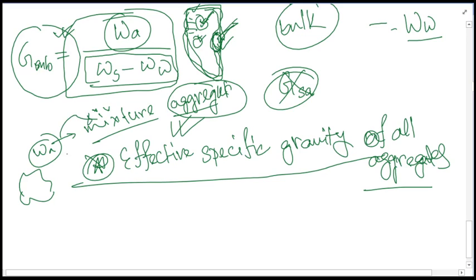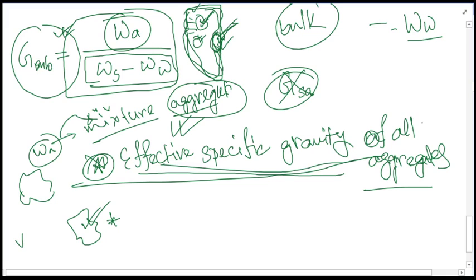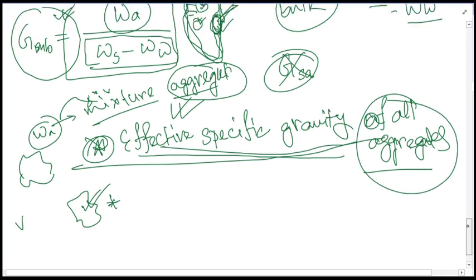And in case of effective specific gravity of all aggregates, we will be taking the weight of solid only aggregate portion, not the bitumen. And also while calculating the volume, we will be taking the remaining volume after the absorbed asphalt is there, so we'll be ignoring the asphalt totally from there. The remaining void will be used, so that's why that will be called the effective specific gravity of all aggregates. That is the designation we are using here.